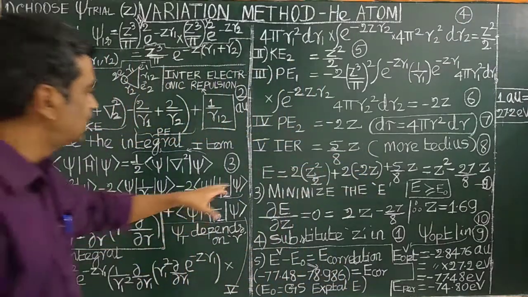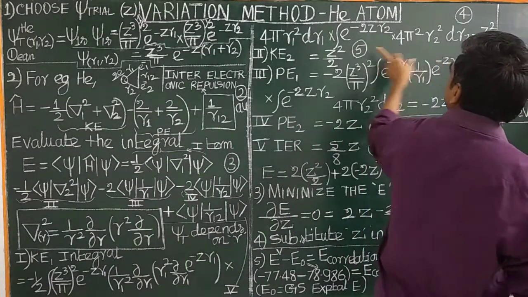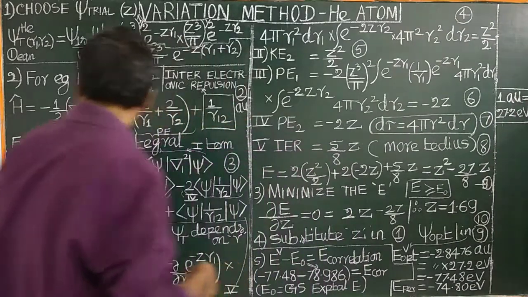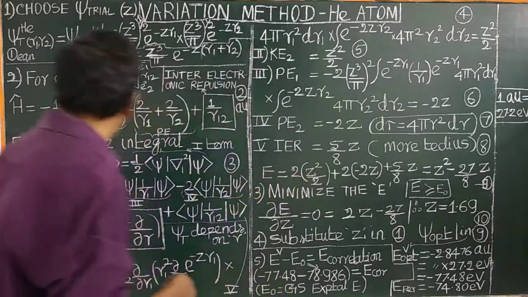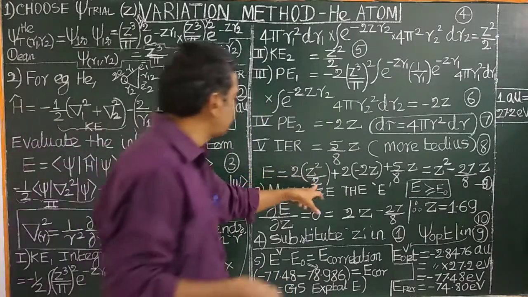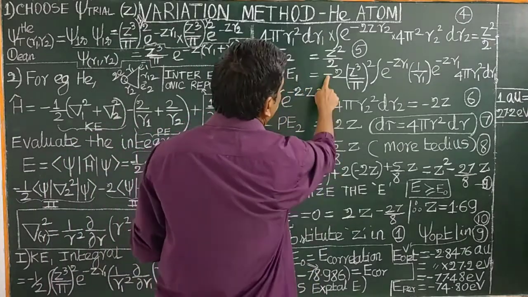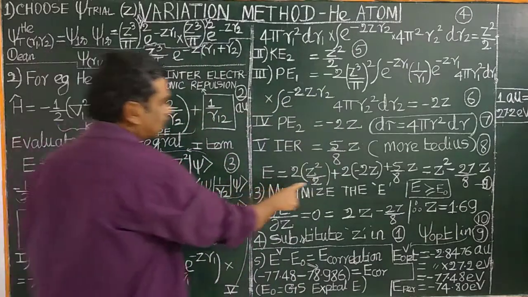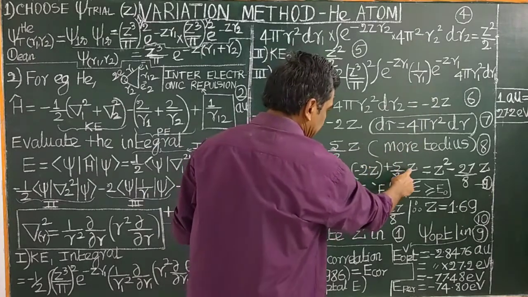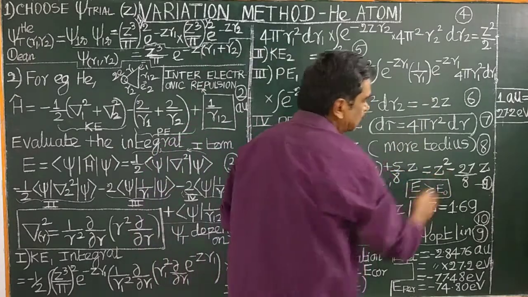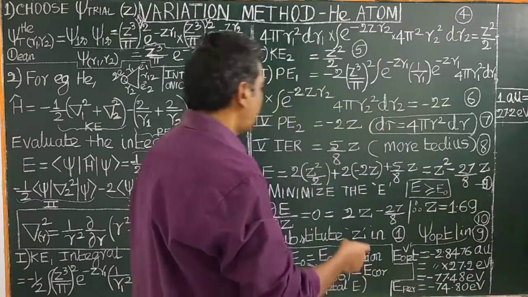Now let us substitute in this expression. All the values of terms 1 to 5 in the energy expression here. Therefore E equal to 2 times Z square by 2, plus, because we have already taken the minus sign into account, 2 times minus 2Z, plus the fifth term 5 by 8 Z. Therefore the energy expression is now obtained: Z square minus 27 by 8 into Z. This is called equation 1.